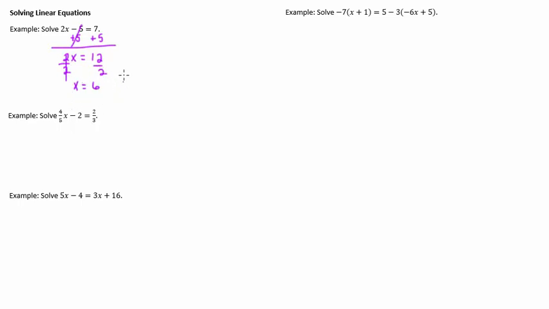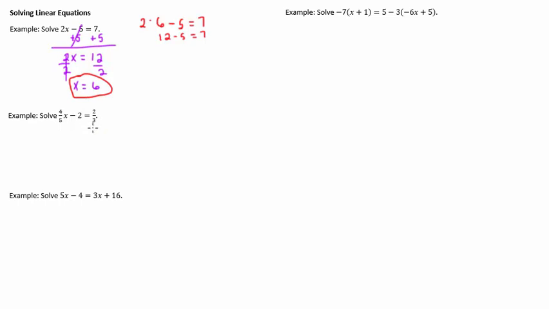If you are on a test or something, it's a really good strategy to take this and plug it back in and see if you actually did it right. So you'd put 6 where x is and see if this ends up being true. So this is 12 minus 5, which does equal 7, so x equals 6 is correct.